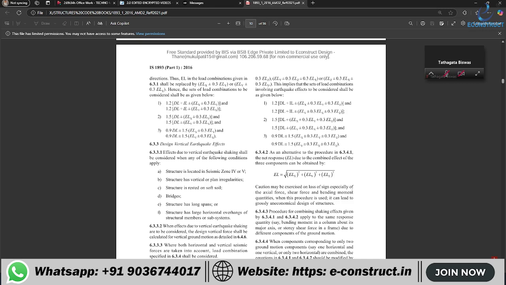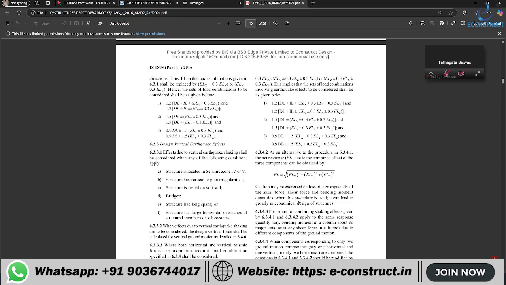As an alternative to the procedure in 6.3.4.1, the net response EL due to the combined effect of the three components can be obtained by EL equal to... So this is basically Abranil's question's answer. Okay, so this is basically the SRSS combination which you are saying, right? SRSS means square root summation of squares, right?